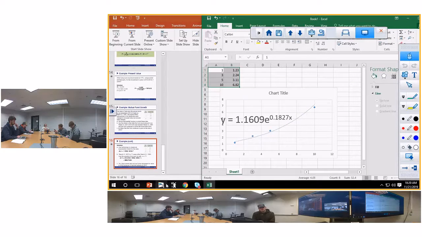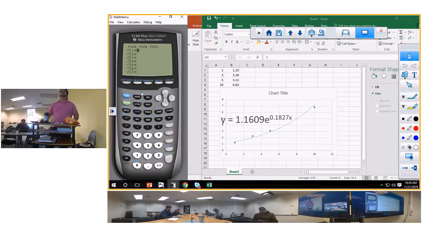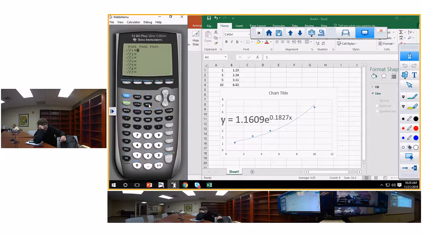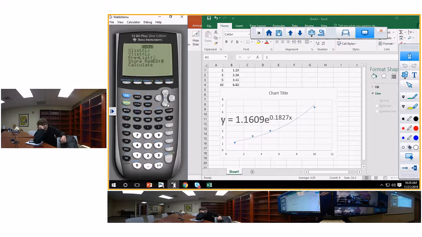Oh, is that not what the calculator pulled up? No, the calculator pulled up what's on the slide. Okay, then I must have hit something wrong on the Excel spreadsheet. Stat, calculate, let me see what they got. Exponential, right? Okay. And L1, L2, and I'm going to delete that Y, get rid of that Y, and calculate.